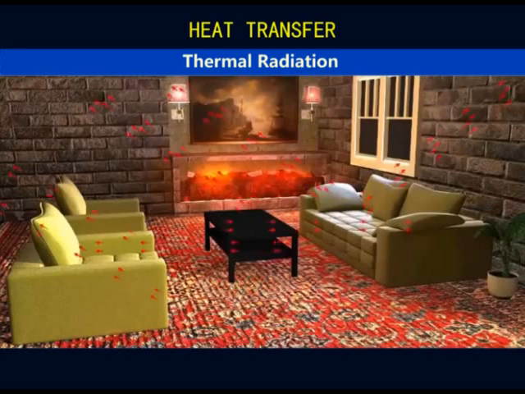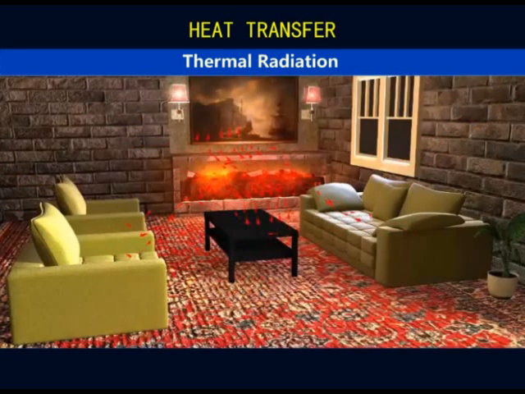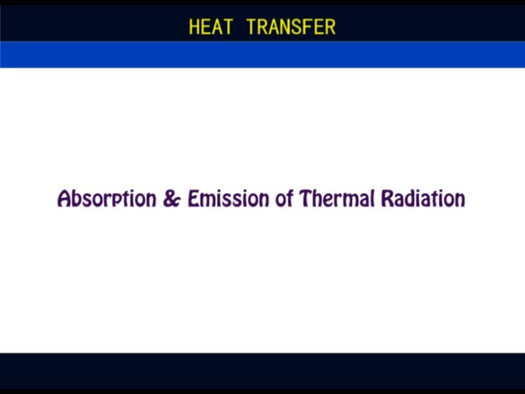All bodies emit thermal radiation. The rate of emission of thermal radiation depends on the temperature of the body. When thermal radiation falls on a body, it is partly absorbed and partly reflected. The amount of heat absorbed by a body depends on its color. Let's see the absorption and emission of radiation.